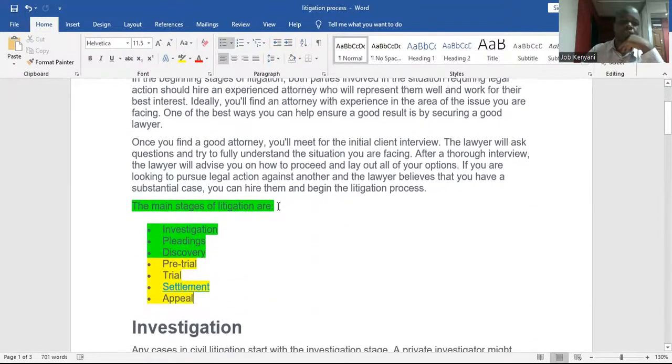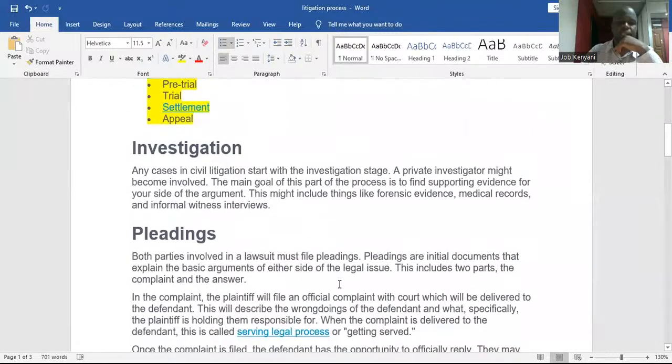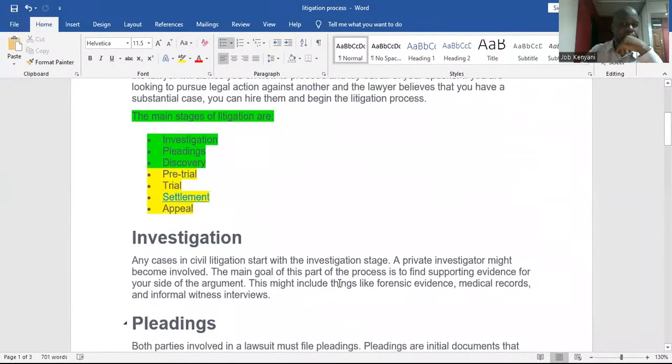So the main stages of litigation will likely involve investigation, pleadings, discovery, pre-trial, trial, settlement, and appeal. Those are the main stages that are probably going to be involved in any kind of litigation, but it will vary from one litigation to the other. So, investigation: any case in civil litigation starts with the investigation stage.